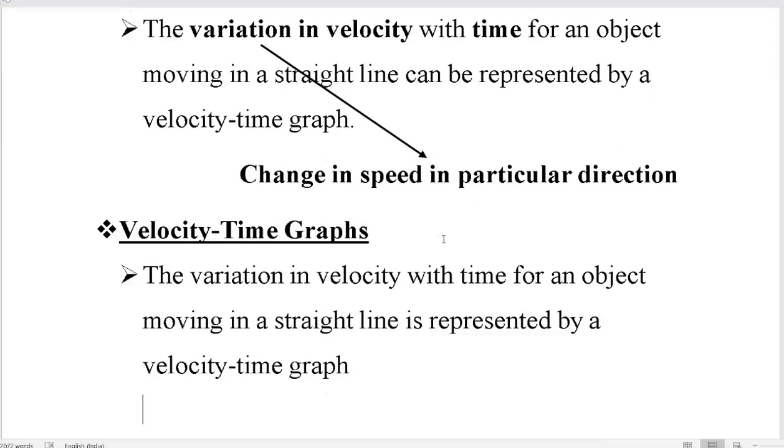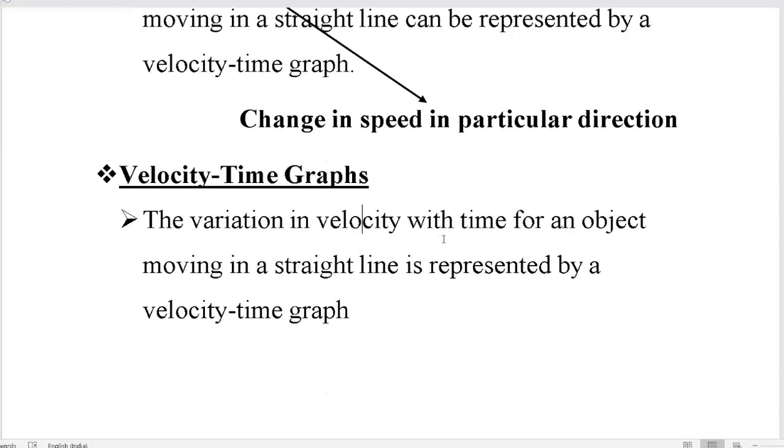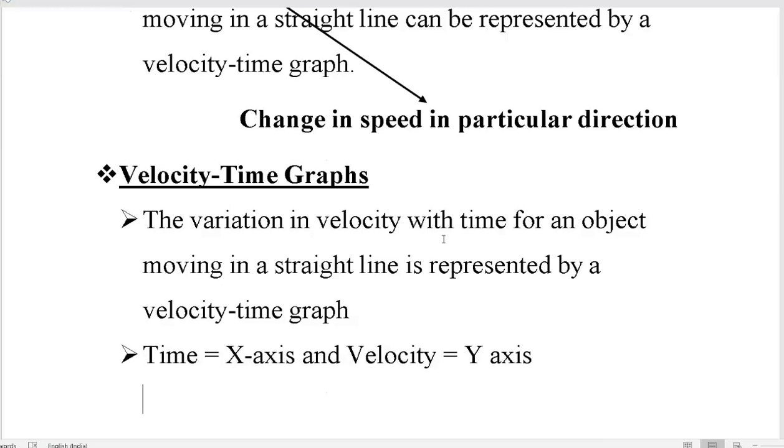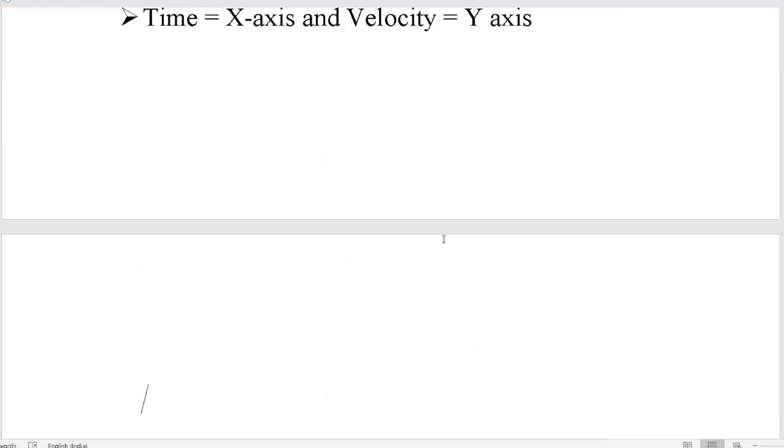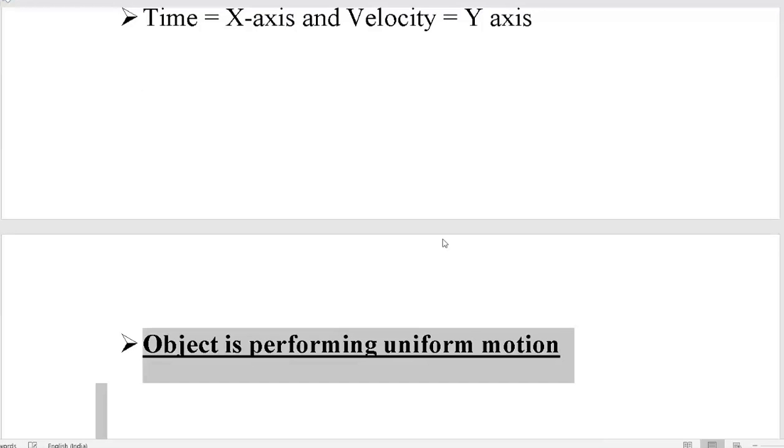So the variation in velocity with time for an object moving in a straight line is represented by a velocity time graph. In this graph also, time is represented on the x-axis and velocity is represented along the y-axis. Now, let's see what kind of velocity time graph we get under different conditions. So, the first condition is when the object is performing uniform motion.